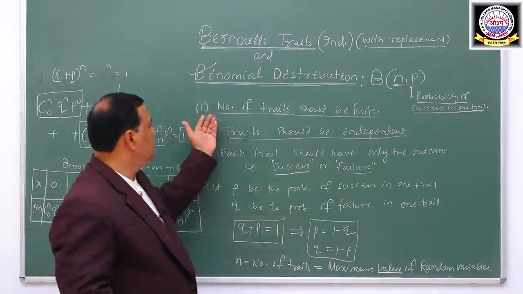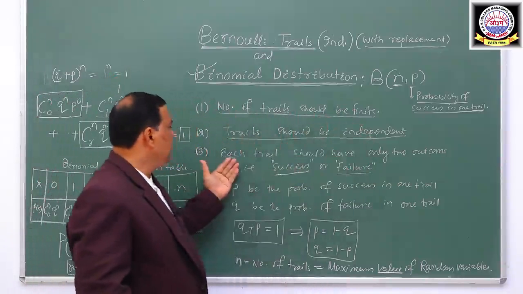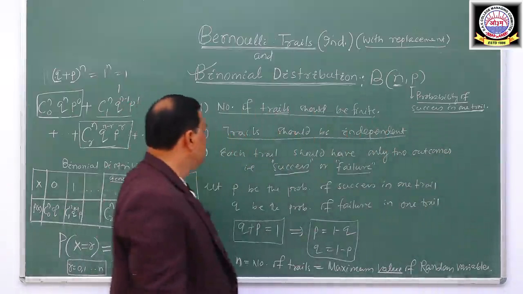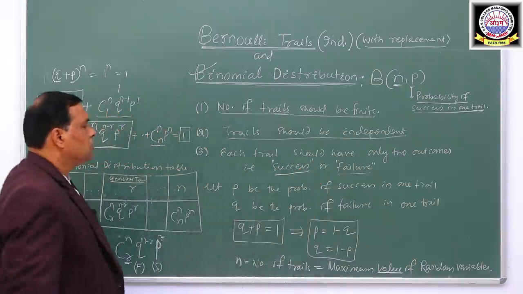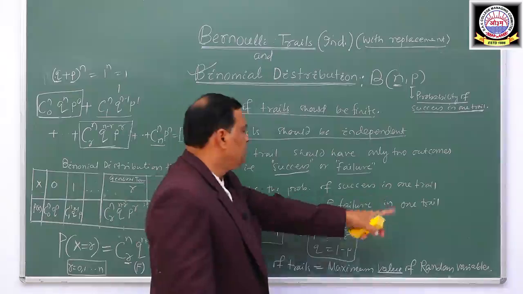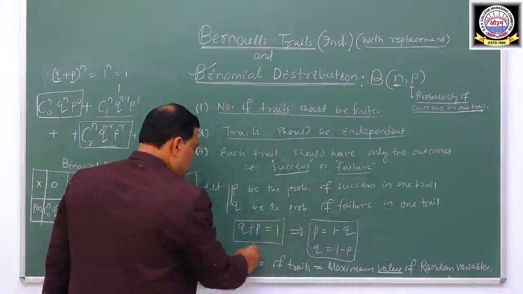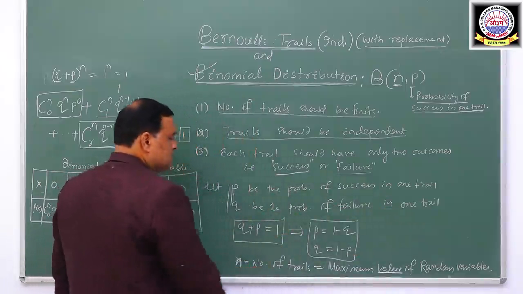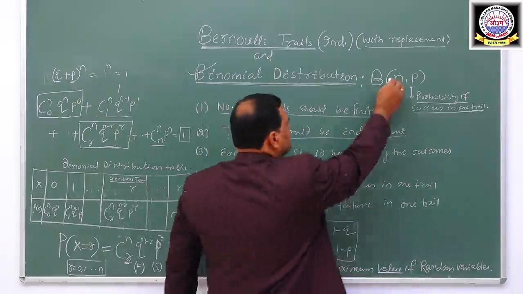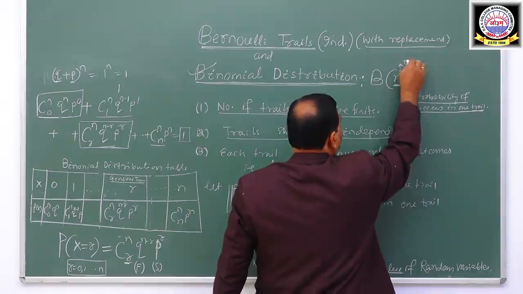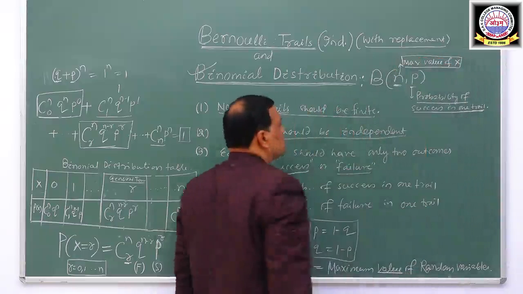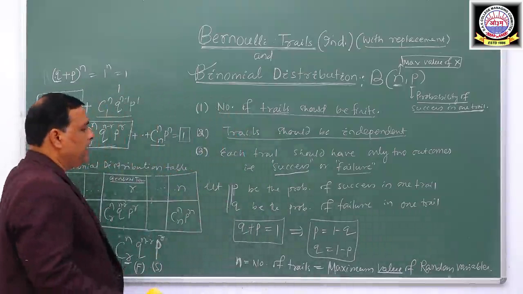So these are the 3 points you have to remember. Number of trials should be finite, trials should be independent, each trial should have only 2 outcomes, that is success or failure. Let p be the probability of success in one trial, q be the probability of failure in one trial, then addition of these two should be equal to 1, and n is the number of trials, that is the maximum value of random variable, max value of x. So very interesting. Then we'll go to find the mean and other things.